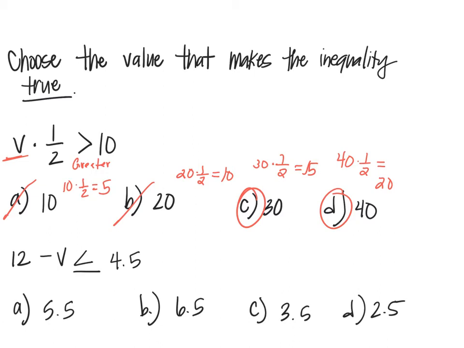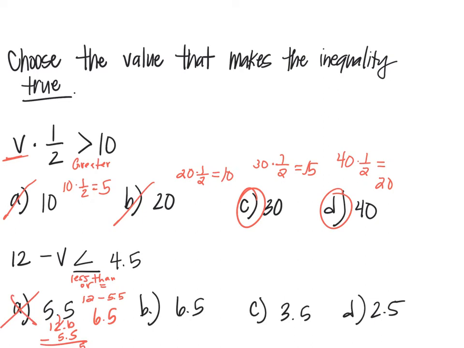12 minus v is less than or equal to. I'm going to write less than or equal to. I think that you should write that so you remember what you need to have. Okay, so our answers have to be less than or equal to 4.5 to be correct. Okay, 12 minus 5.5. That becomes a 1, 10, 5, 11 minus 5, 6.5. 6.5 is not less than or equal to 4.5, so this is not an answer.